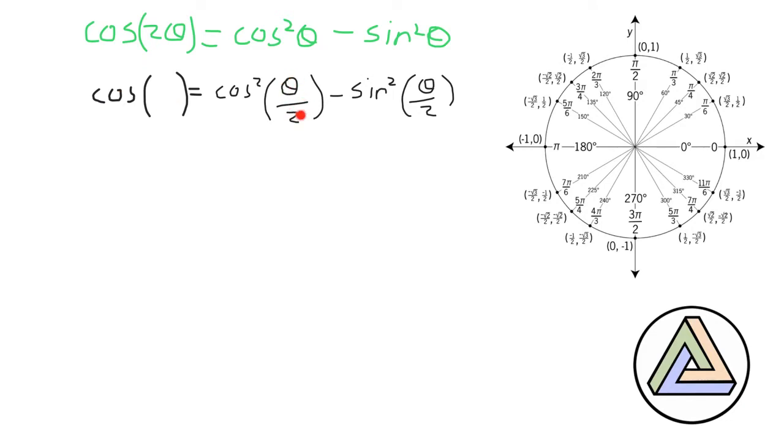Well, what's the angle? The angle is theta over 2. 2 times theta over 2 would result in the 2's canceling out and leaving you with just theta. So that right there is the answer to this one. This simplifies into cosine theta.